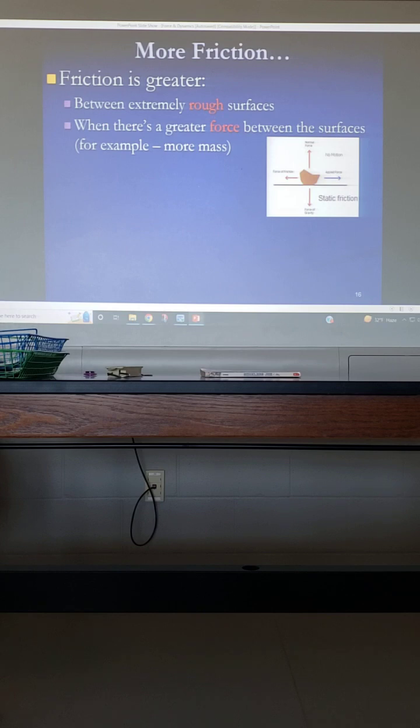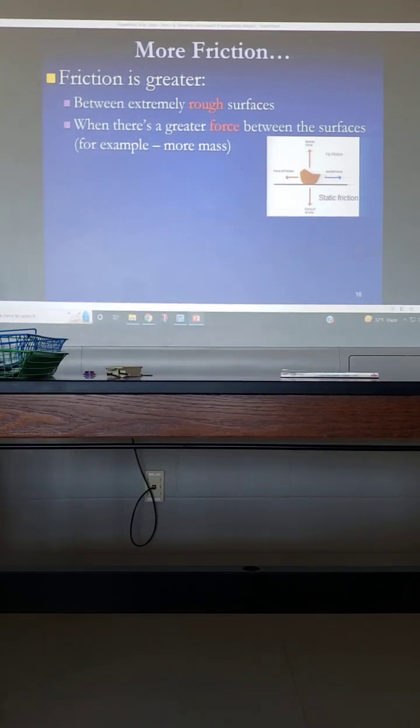Okay, so here's some logic, common sense. We know that friction is going to be greater between rough surfaces. Okay, and when there's a greater force between the surfaces, like an object has more mass, it is going to experience more friction. So if I push on this table with the same amount of force as I push on this book, I can easily move the book, right? Because it has less mass. I would need to apply more force to move this bigger, heavier table that has more mass, right? And so again, that's a common idea.